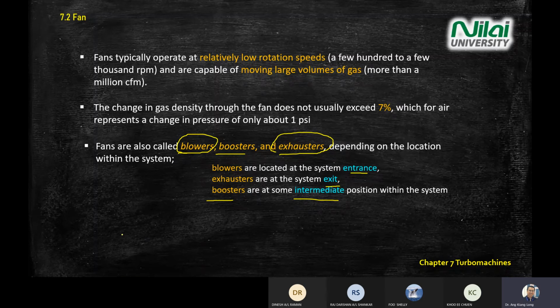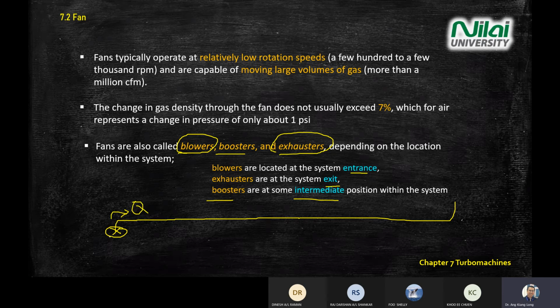Okay, what does it mean? It means, let's say you have a pipe system that transfers water. So blower always at the entrance. Let's say your Q is flowing from the bottom of the screen to the top. So the blower is always here, and exhaustor always here, booster here. Okay, this is the booster. Blower, booster, exhaustor.